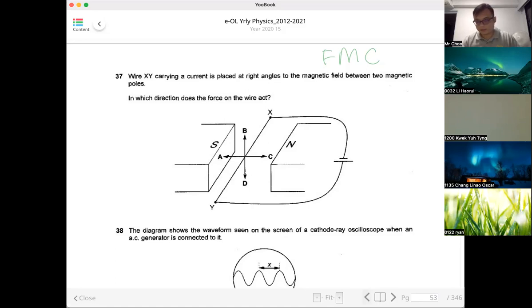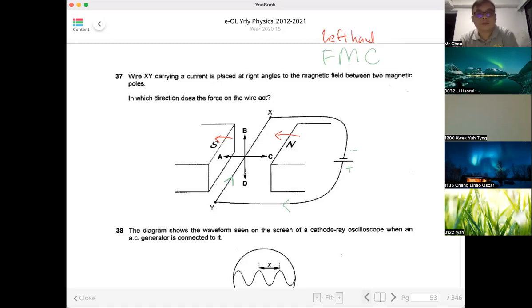Okay, so let me explain to you. So this is your plus, this is your minus. So your current is moving this direction. Then your magnetic field line is moving from north to south. Okay, it's moving from north to south. So use your left hand. Fleming left hand rule.